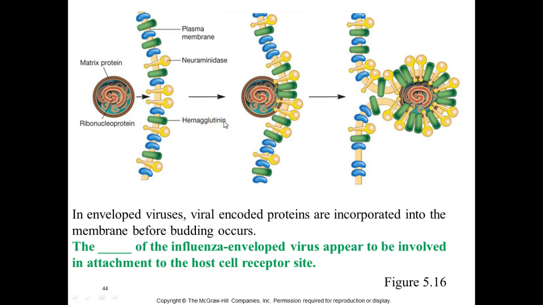Hemagglutinin. So heme refers to what? Here's my medical terminology, blood. So they found that this particular protein found in the envelope of the influenza virus would cause blood to clump. Why is it causing our blood to clump? Because it'll attach to those cells. The hemagglutinin of the influenza virus is involved in the attachment to host receptors. So this is the very important protein that they use to stick to us, to attach. And then they're going to gain entry. Now, of course, this is showing them leaving the cell.